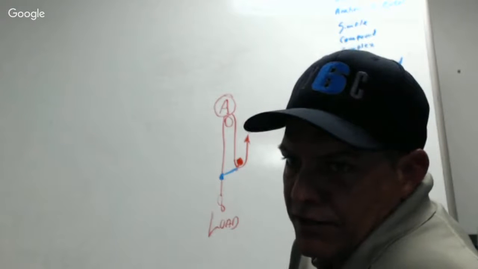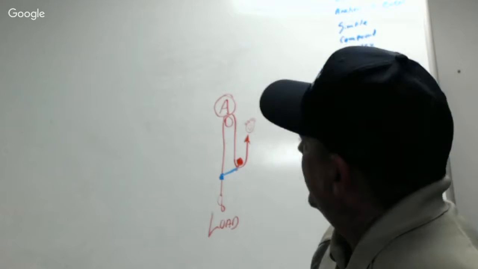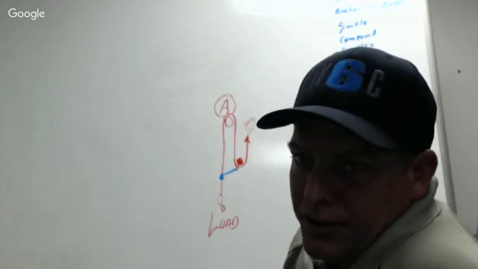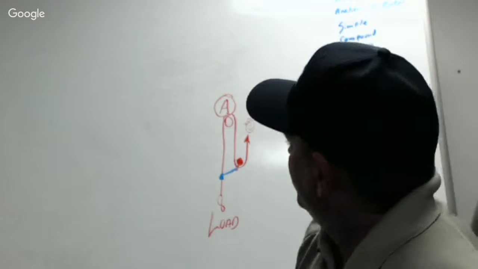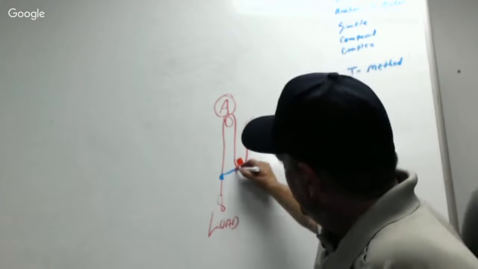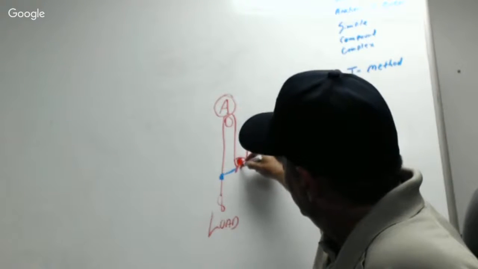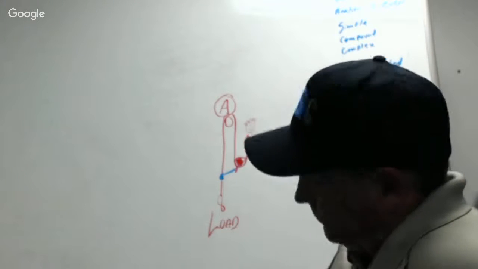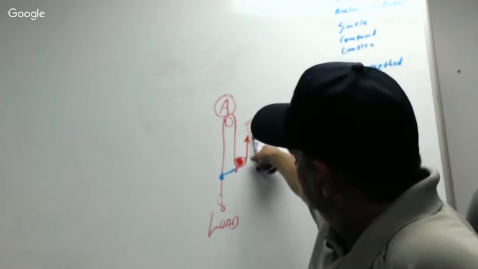Middle eye insert. I don't know what that means, unless you're talking about the pulley here. So here's a carabiner tied to a pulley. He's pulling this way.